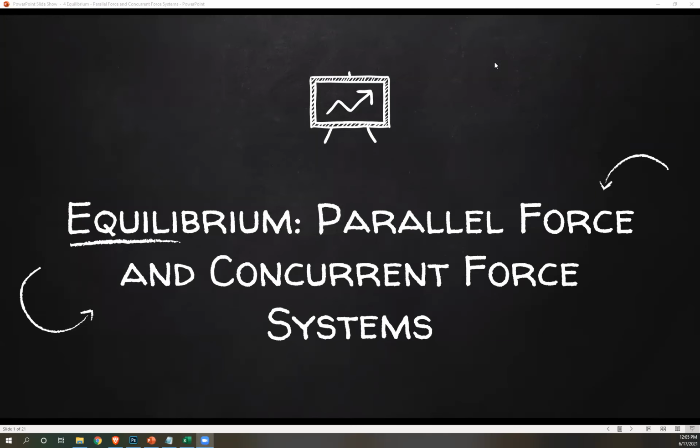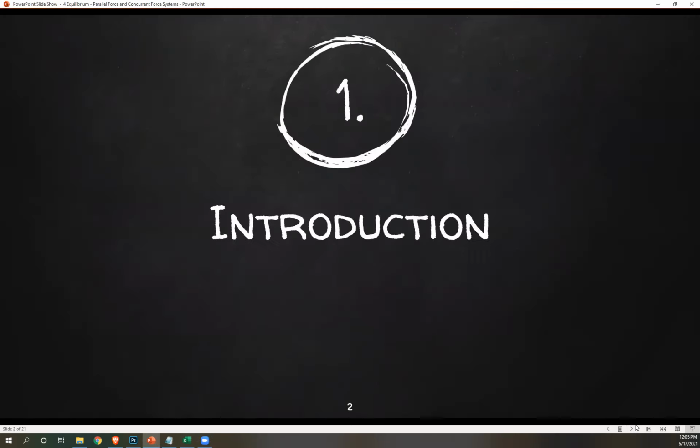The topic for today is equilibrium, specifically for parallel forces and concurrent force systems. The topics that I'll discuss today will be included in your modular exam on Saturday.